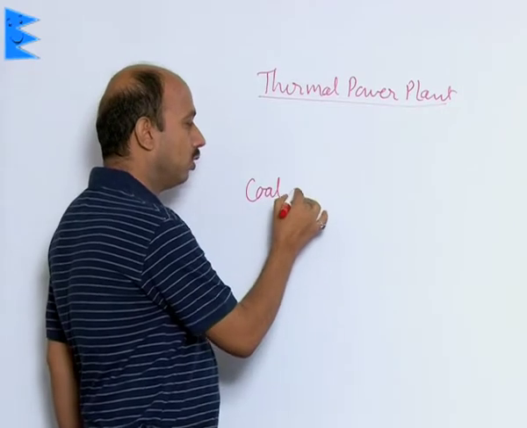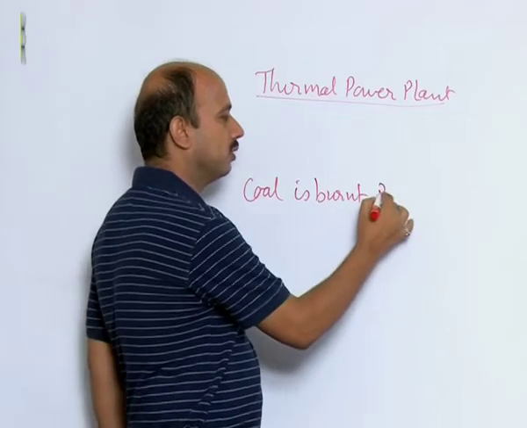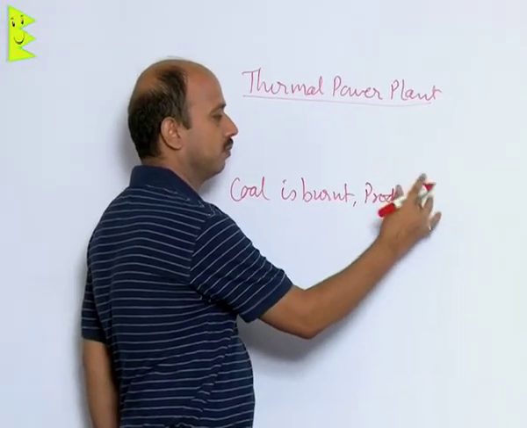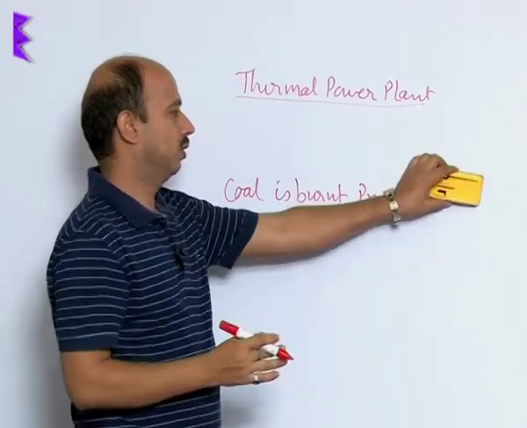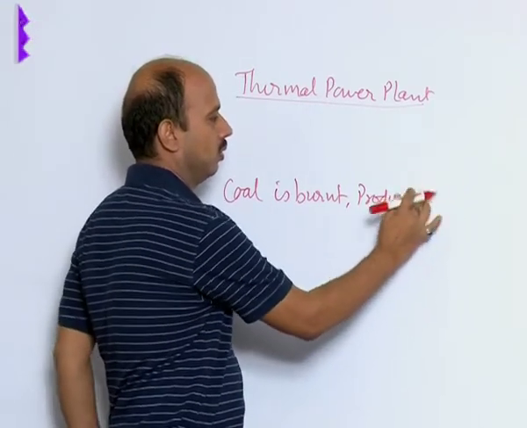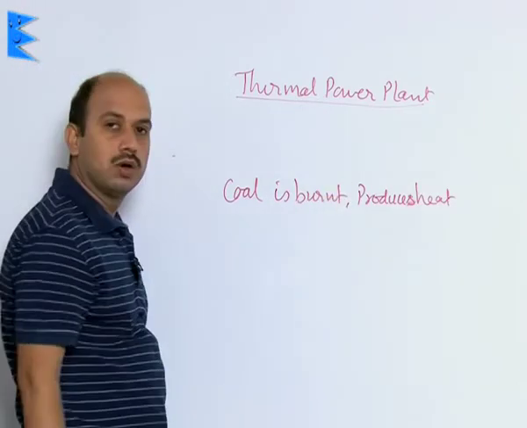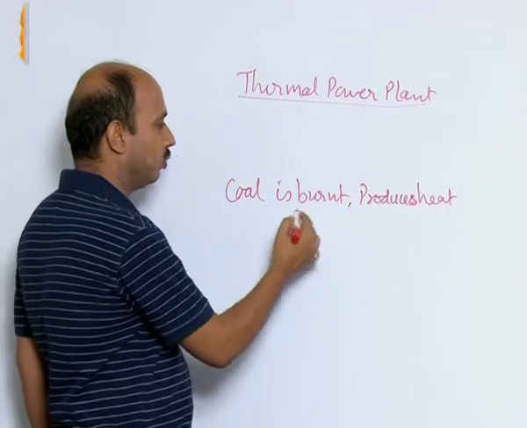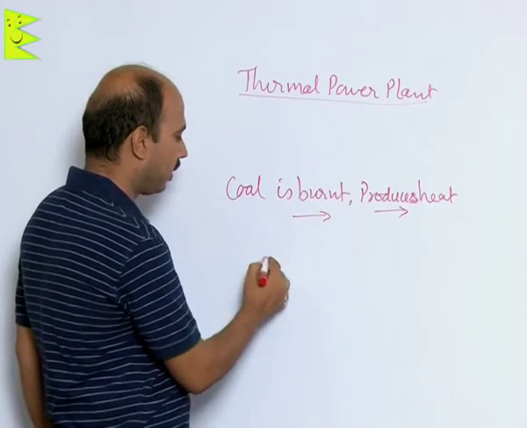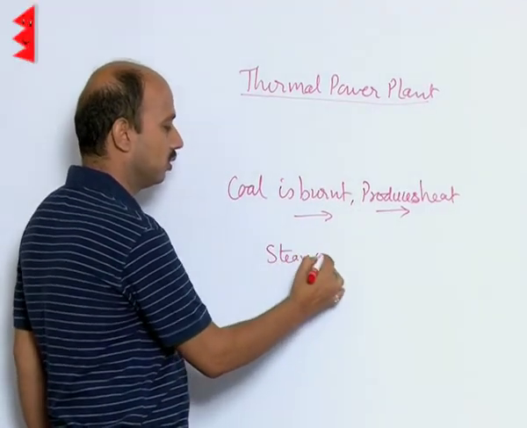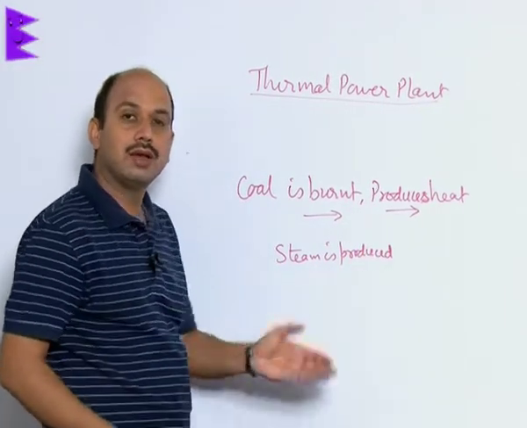Then this coal is burnt, produces heat. This heat is used to form steam. Then this was the coal is burnt, first step. Second step, produces heat. Then steam is produced, and this steam is used to run turbine.